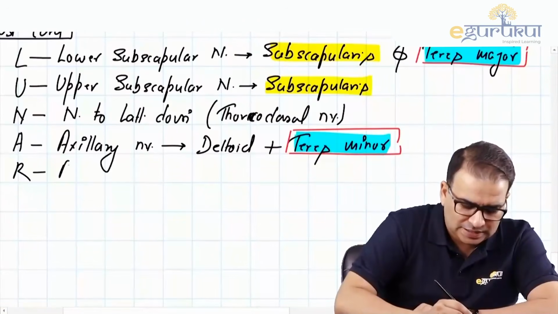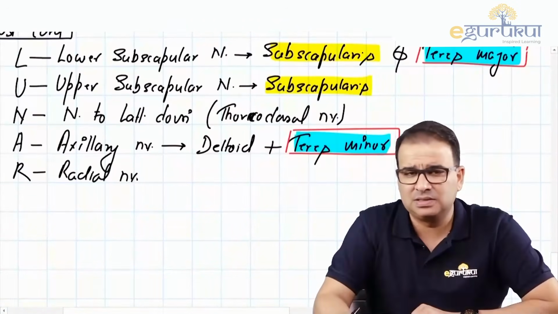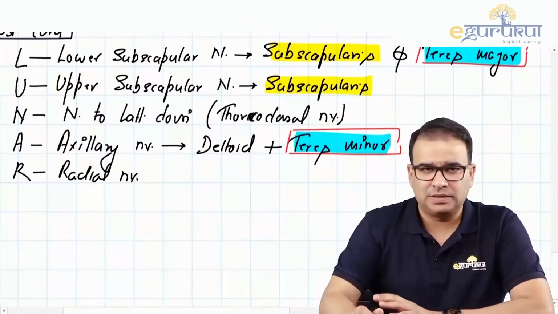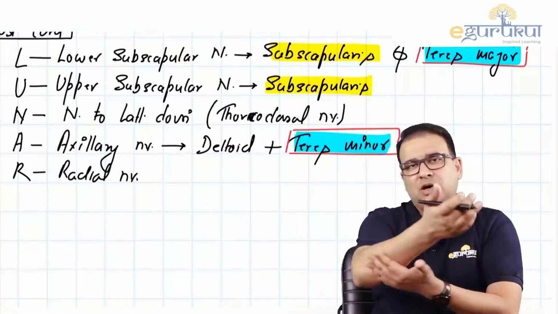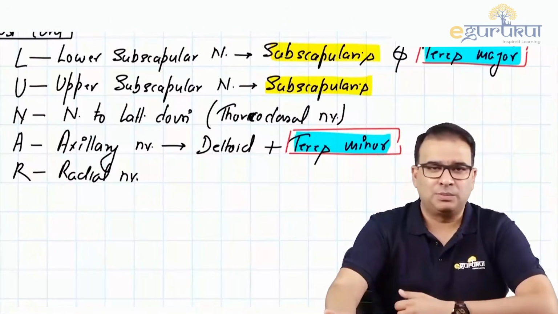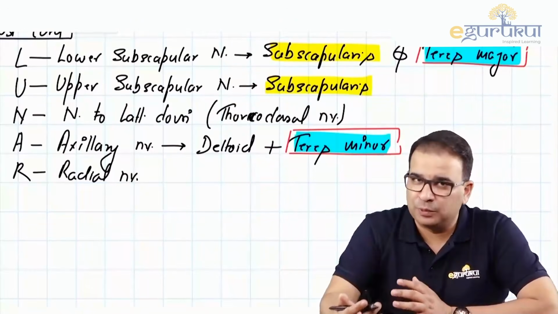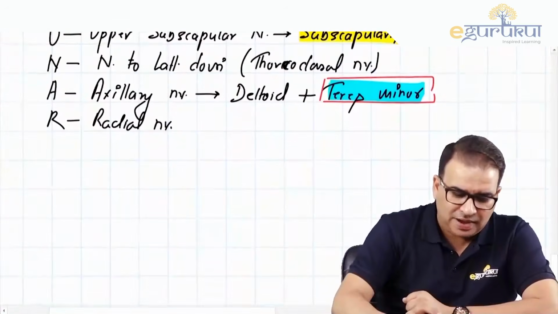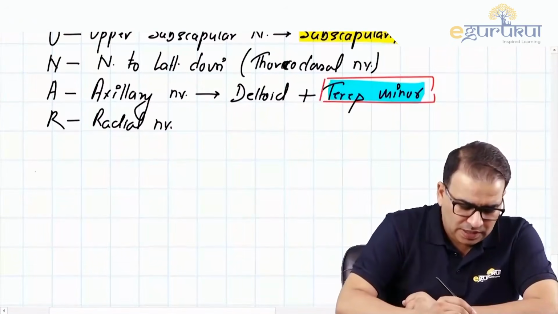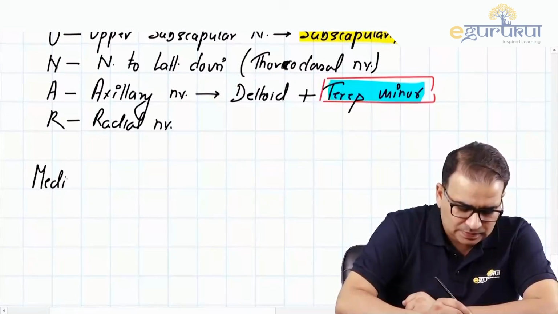And of course, the R here stands for the radial nerve, and we will talk about the radial nerve in detail separately, at the end. So let's not talk about it now. Radial nerve supplies all the extensor muscles in the arm and forearm. We'll come to that. So these are broadly the branches coming from which cord? The posterior cord.